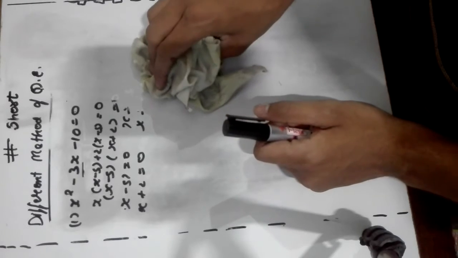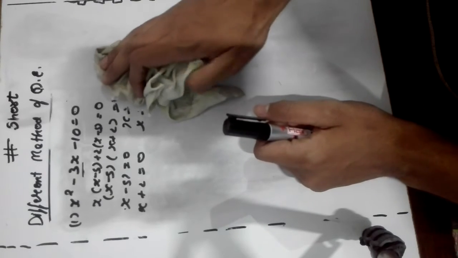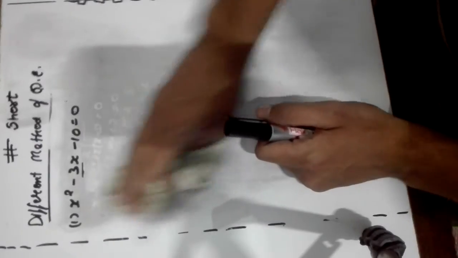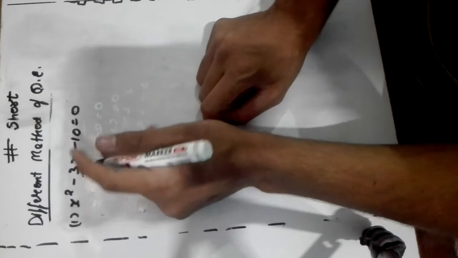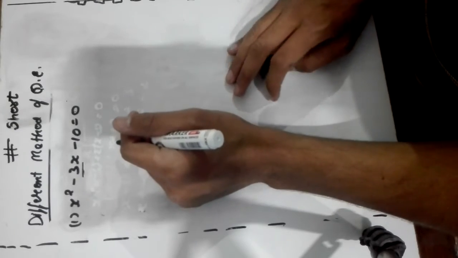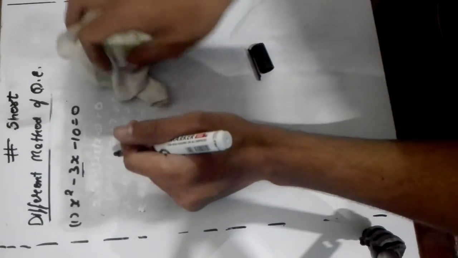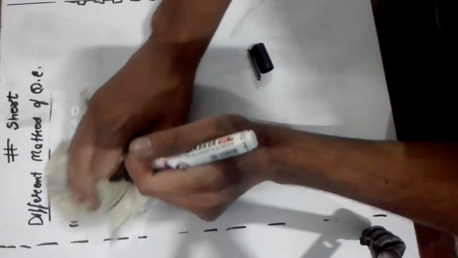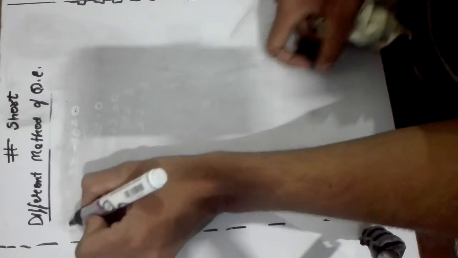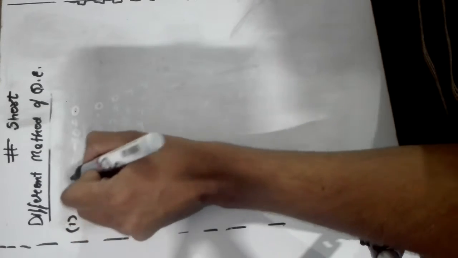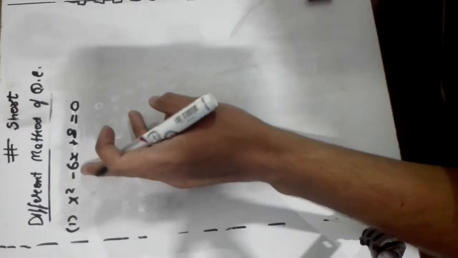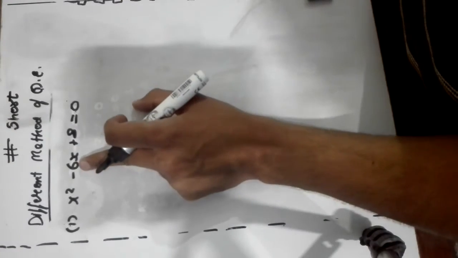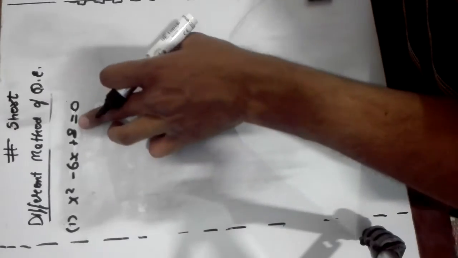Let me teach you. So we have, as you know, minus 3 here and minus 10 here. I should change it to make it simpler. So we take x square minus 6x plus 8 equals 0. So we have minus 6x and 8. Minus 6, as you know, is the sum of the roots, and 8 is the product of the roots.